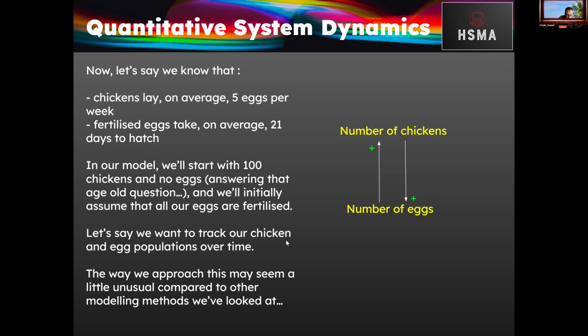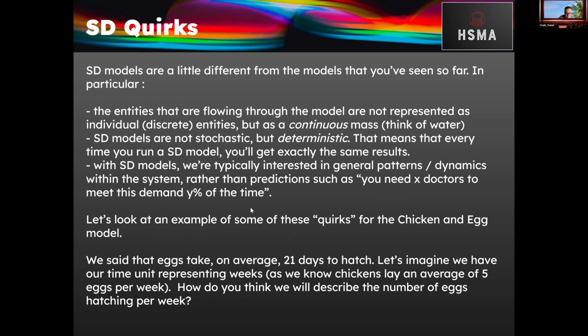And let's say that we want to track our chicken and egg populations over time. Now, the way in which we're going to do this, if we're going to build this into a quantitative system dynamics model, is going to feel a bit unusual compared to some of the stuff that we've talked about elsewhere in the course. Because there are some quite drastic changes with a system dynamics model compared to something like a discrete event simulation or even an agent-based simulation that you'll see this afternoon.